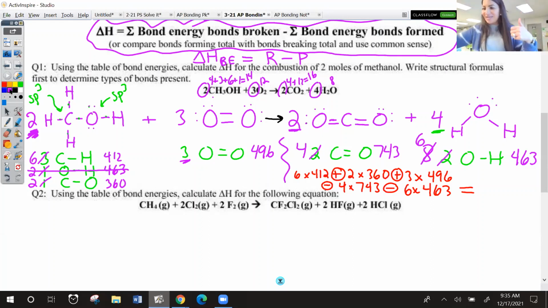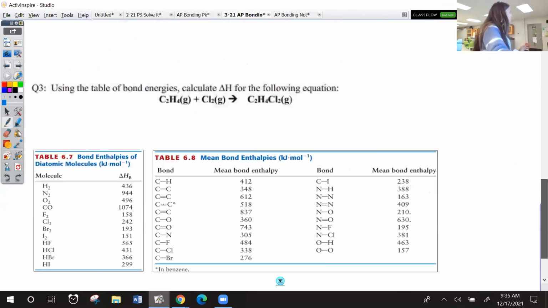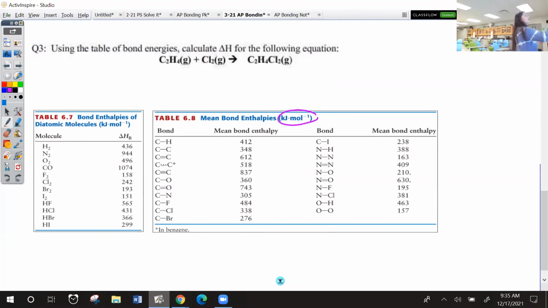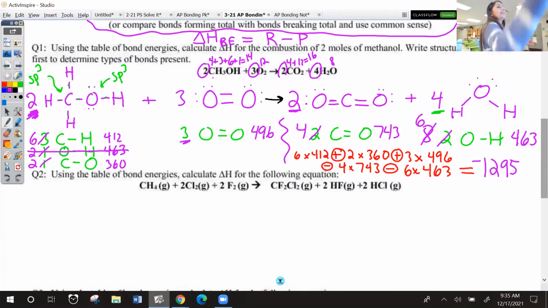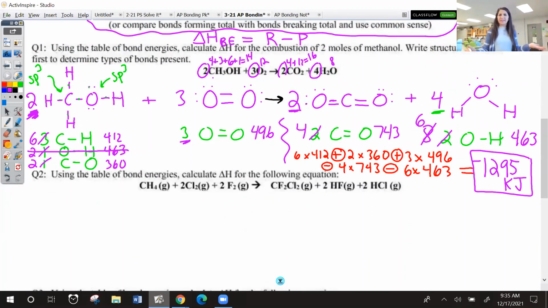If you didn't get that, the answer is negative 1295, and it's going to be in kilojoules. Just double check that our units are right. We've got kilojoules, and I'm not going to say per mole, because per mole of what? Did I pick something? So it's not per mole, it's for this reaction. In other words, this is my delta H, and if I did products minus reactants using delta HF values, I should get the exact same answer.